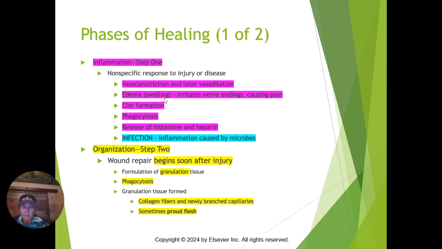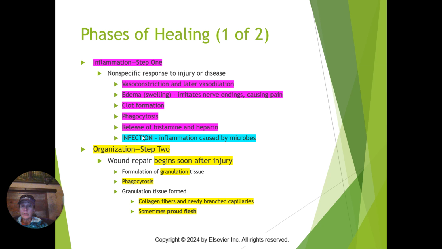Inflammation also involves edema. And edema is really where pain comes from in the inflammatory process. You get irritation of the nerve endings and swollen tissues, and it causes pain. So this is that kind of dull, throbbing pain that you may feel when you've got a sprained ankle that's swollen. Inflammation does involve clot formation on a microscopic level or a macroscopic level sometimes, phagocytosis, or the eating of microbes or dead tissue substance within the body, as well as release of histamine and heparin. And these are very potent mediators of inflammation. They're also potent mediators of the allergic response in the body.